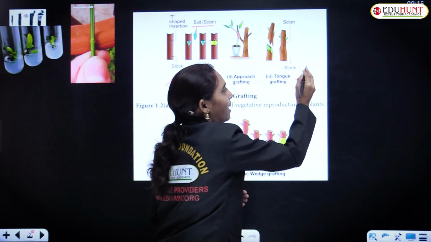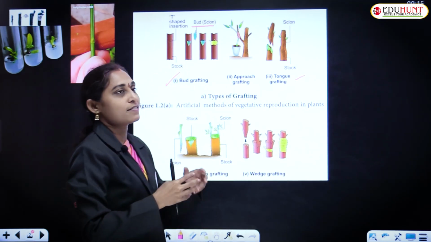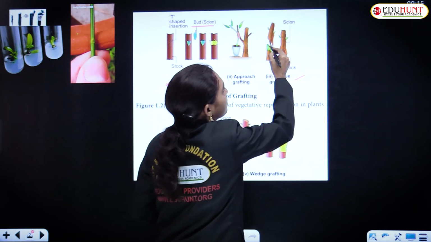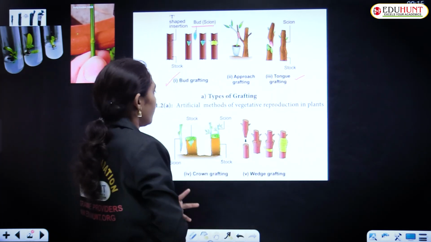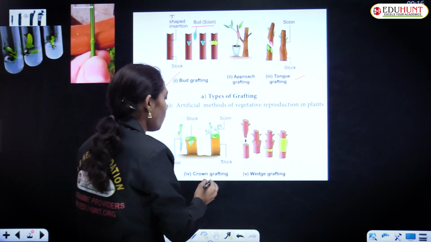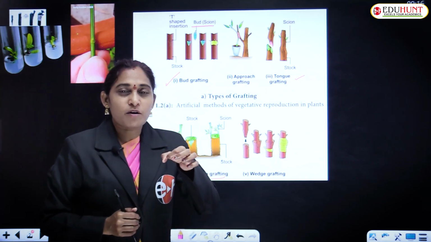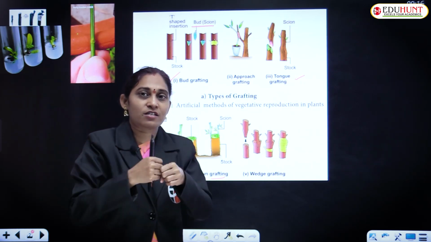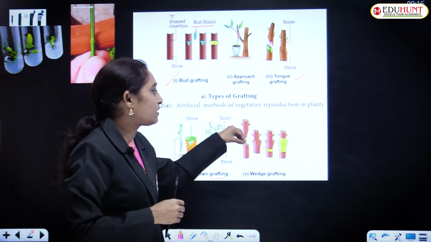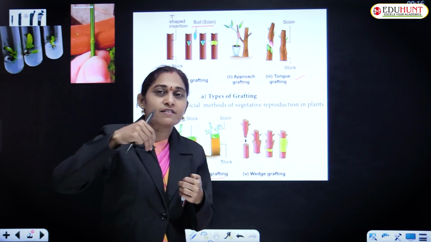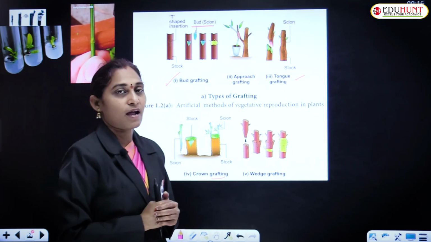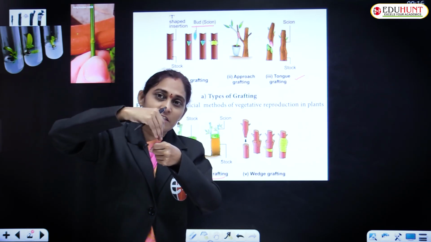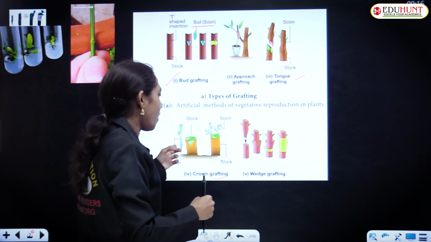It is the tongue grafting. In tongue grafting the incision is made in such a way that it looks like a V. And in crown grafting, the stalk must be wider. They make a number of incisions and we have to insert the scions in the incisions. So that is crown grafting. At the tip of the stalk, we insert the scions. That is called crown grafting.